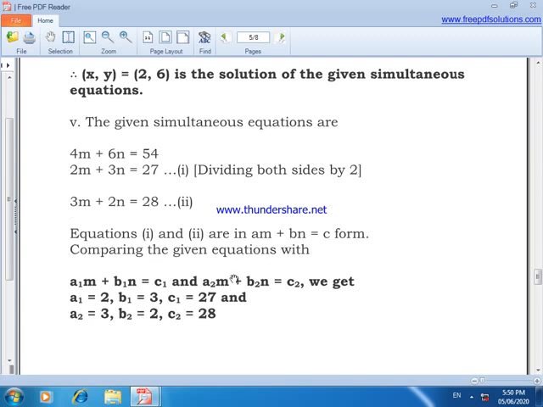Now comparing these equations with am + bn = c. See here, we have been given the variables m and n, so instead of using x and y, we are using a1, m, b1, n, etc. So here the value of a1 is 2, b1 is 3, c1 is 27, a2 is 3, b2 is 2 and c2 is 28.